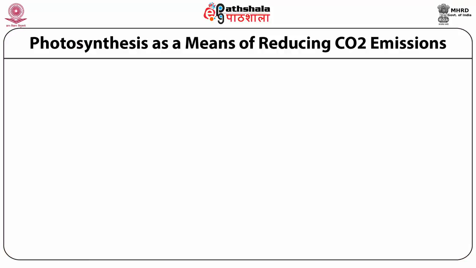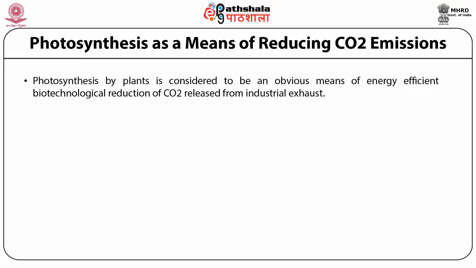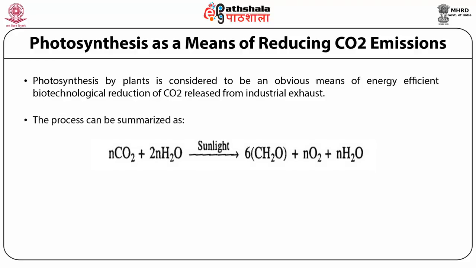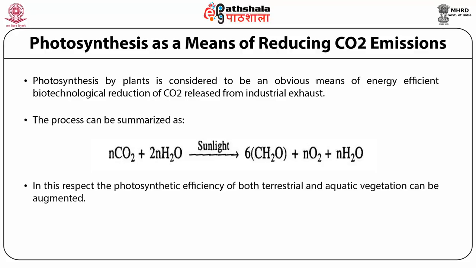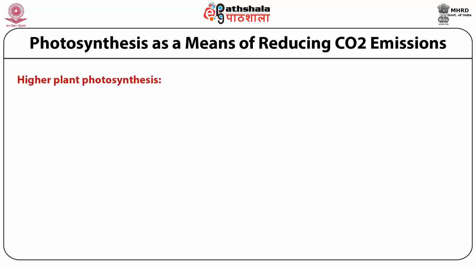Photosynthesis as a means of reducing carbon dioxide emissions. Photosynthesis by plants is considered to be an obvious means of energy efficient biotechnological reduction of carbon dioxide released from industrial exhaust. The process can be summarized by the following equation, in which n molecules of carbon dioxide react with n molecules of water in the presence of sunlight, and they form carbohydrates and release oxygen and water. In this respect, the photosynthetic efficiency of both terrestrial and aquatic vegetation can be augmented.